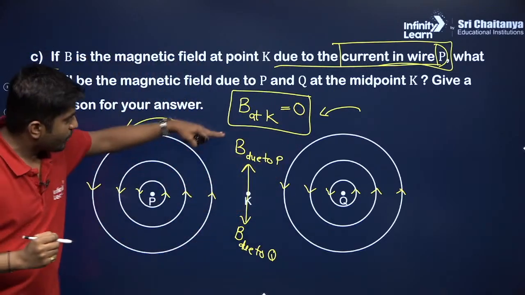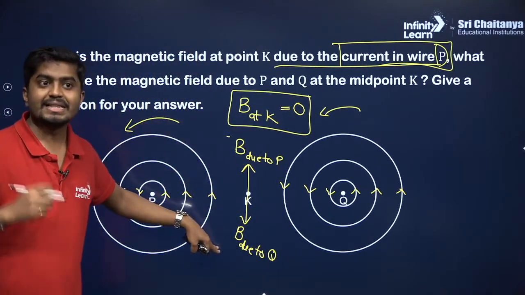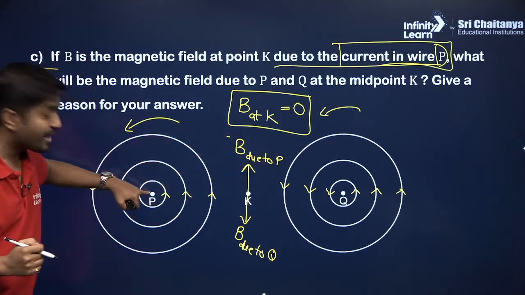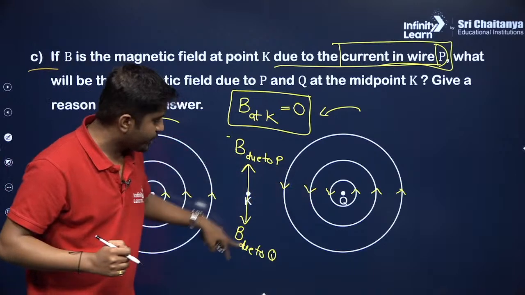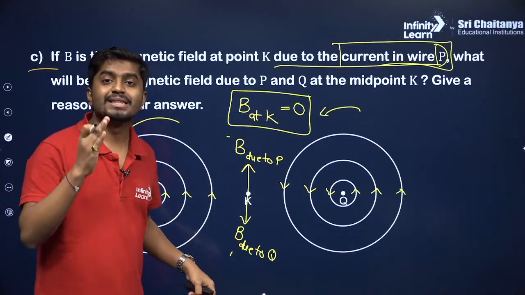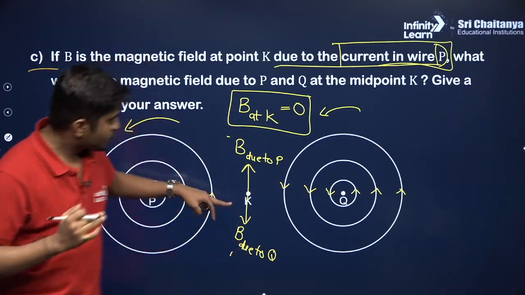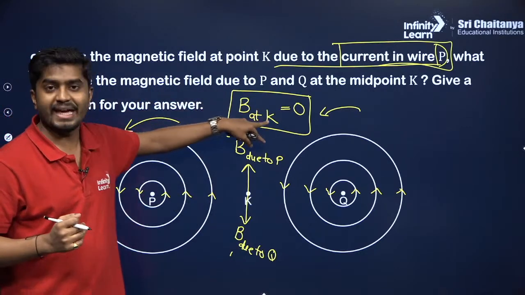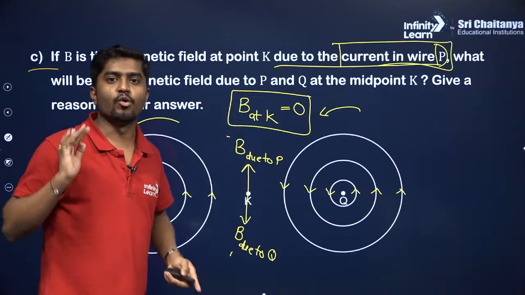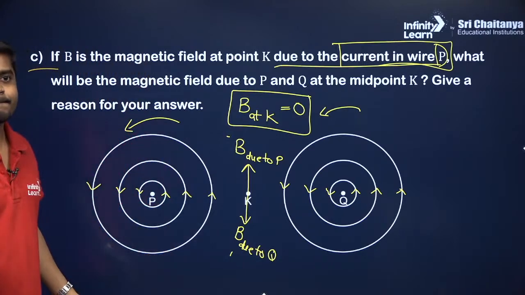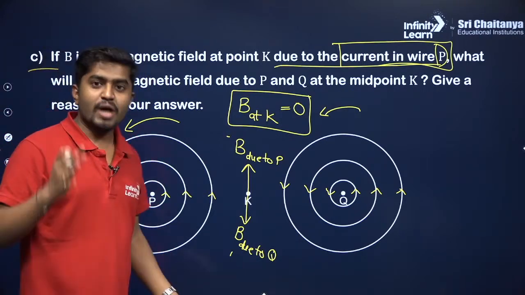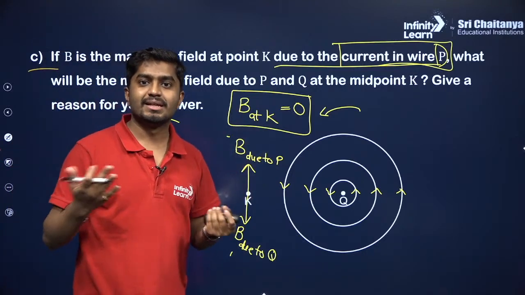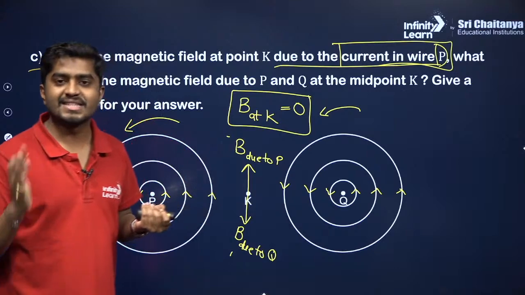Why? Because these two magnetic fields will cancel each other. The magnetic field produced due to wire P and the magnetic field produced due to wire Q are going to cancel each other. So the total magnetic field at point K is going to be zero. Clear? Easy, right? I told you, in the magnetism chapter you just have to visualize. There are no equations as such.